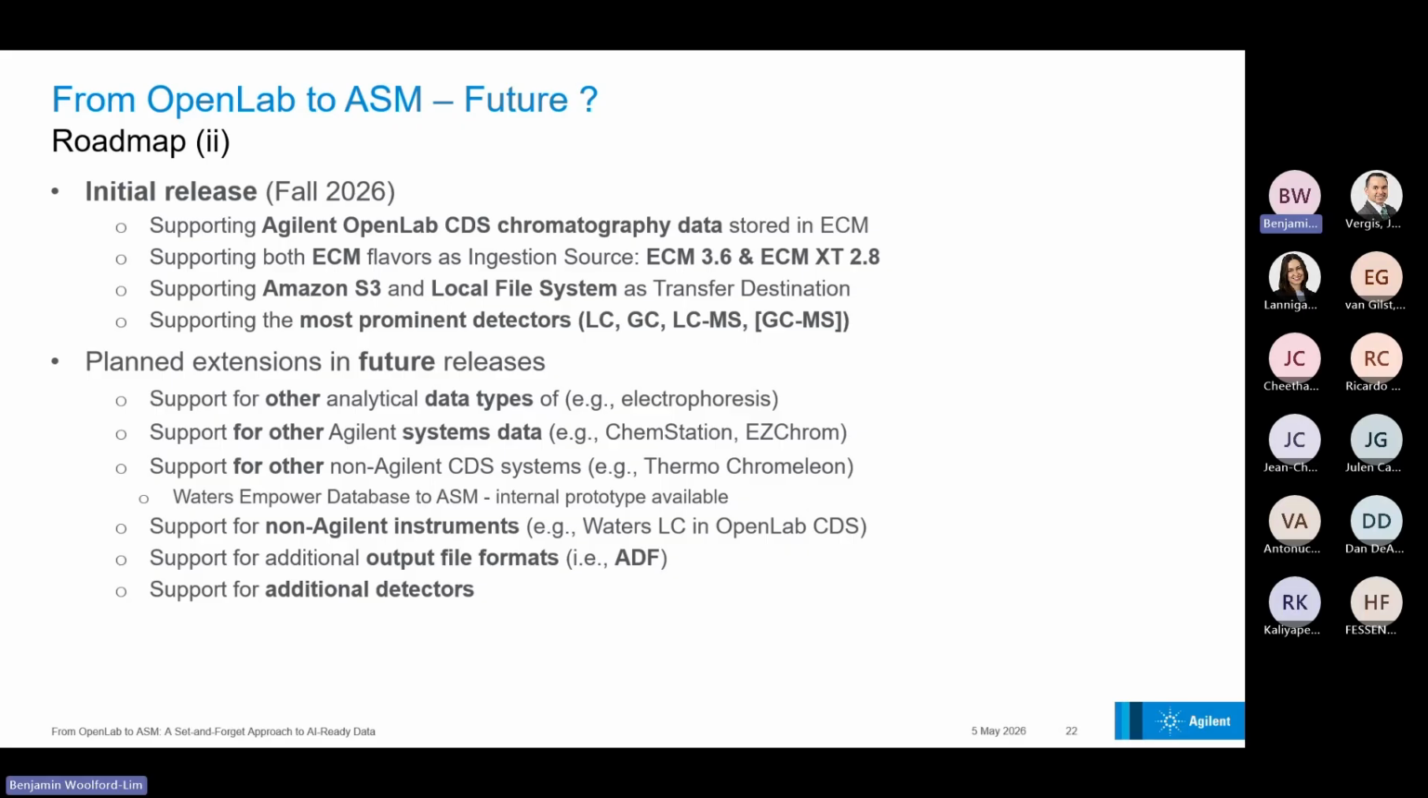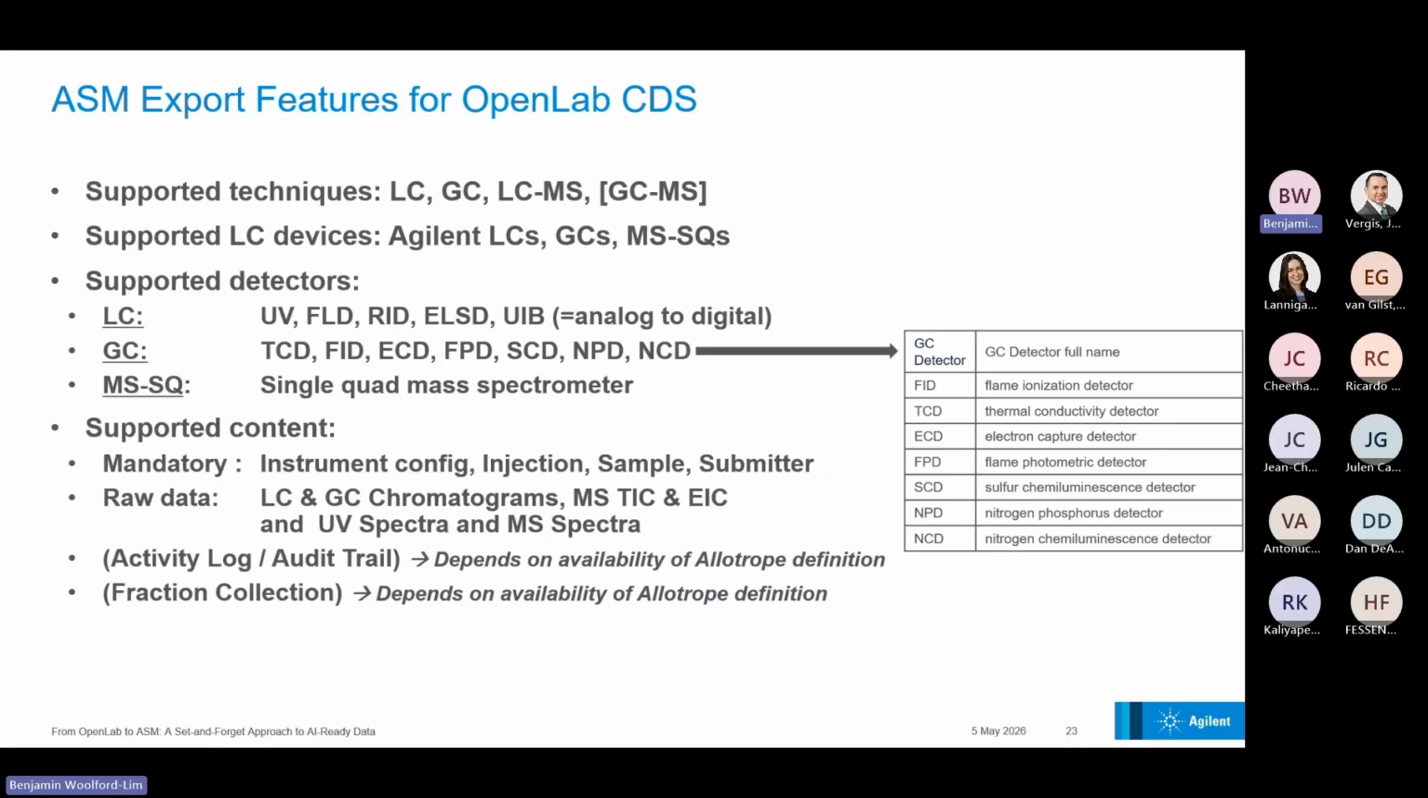We have a lot of extensions planned depending on corporate factors you're all aware of. So we plan to expand to other types of data, electrophoresis. We plan to expand to legacy systems like the ChemStation, the EZChrom, and also including non-Agilent CDS systems, Thermo Chromeleon, Waters Empower, and also non-Agilent instruments that can have data in OpenLab CDS. So that was it from my side. And I think Heiko wants to add a few more details on this slide and also some JSON file examples.